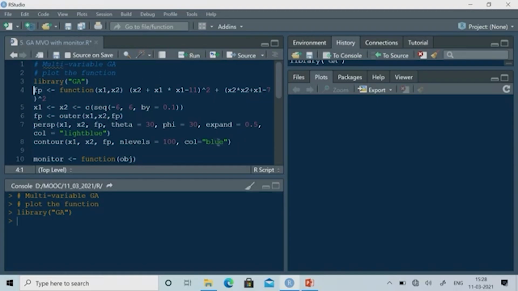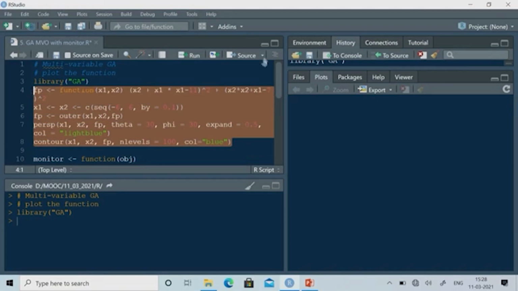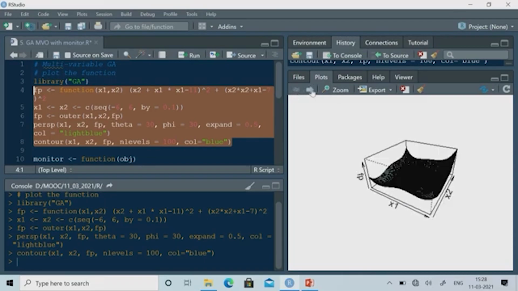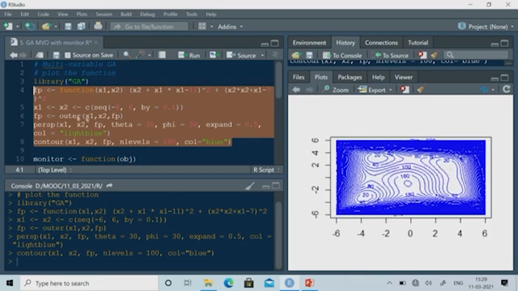Now, let us execute these few lines. Just to plot the function. I am getting the 3D view as well as the contour plot. So, I am just plotting here.